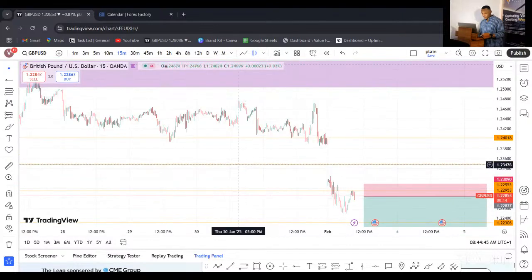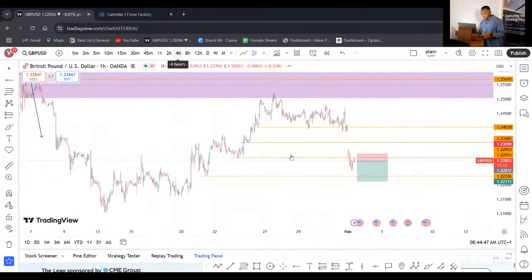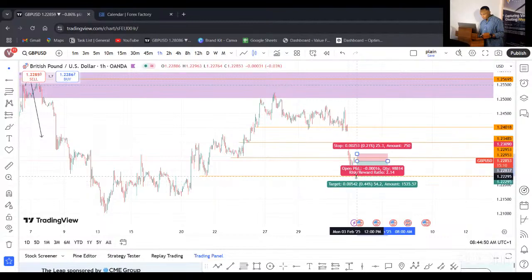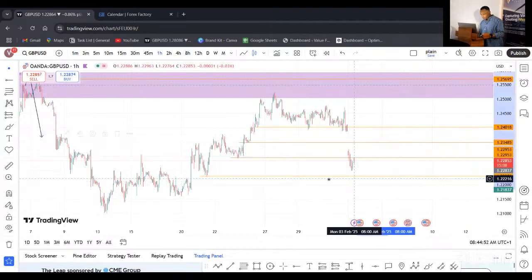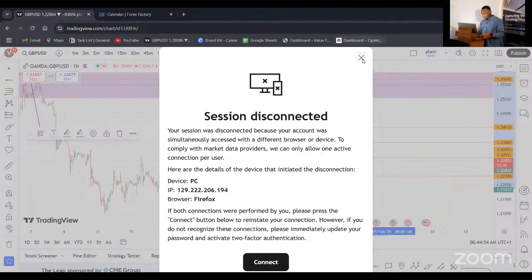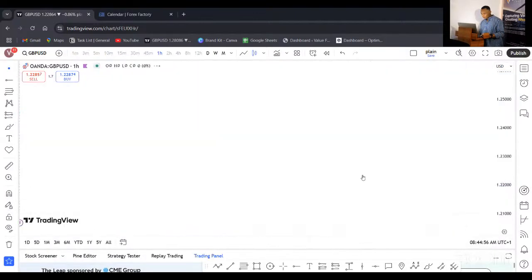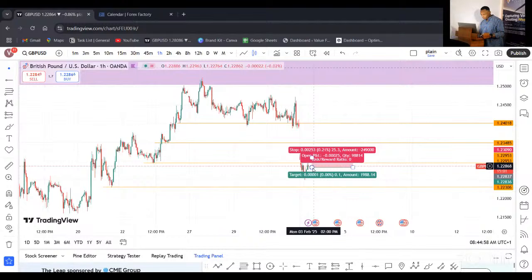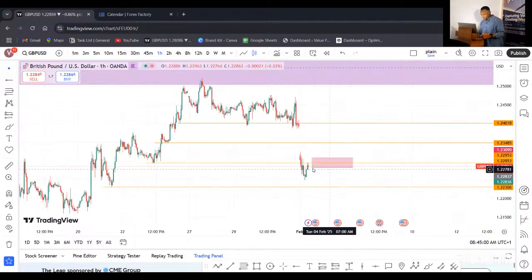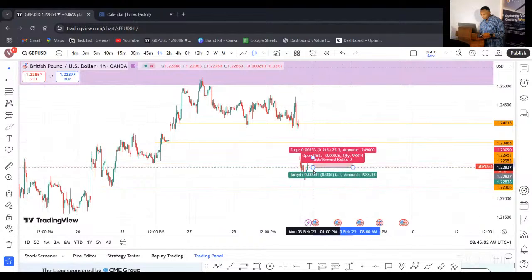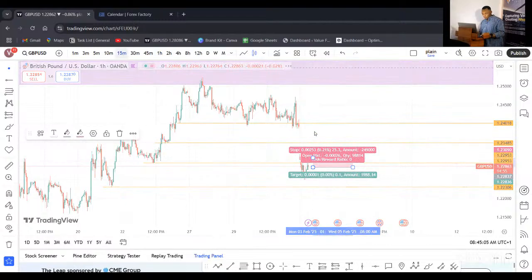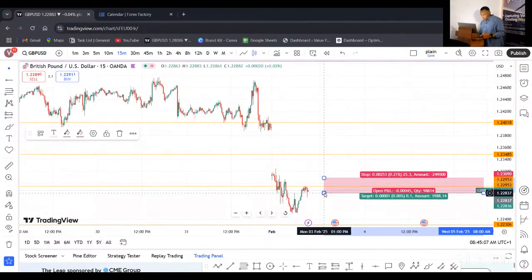So I'll just be looking out for my entry signature from where price currently is. And then it's just going to be a 1:2 trade, about 50 pips will be my target for this GBP USD short. Okay, so let me draw this tool properly.